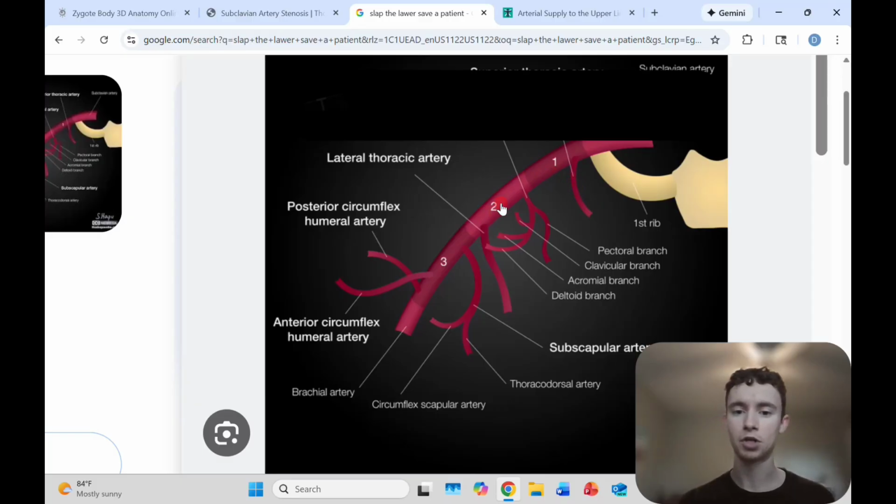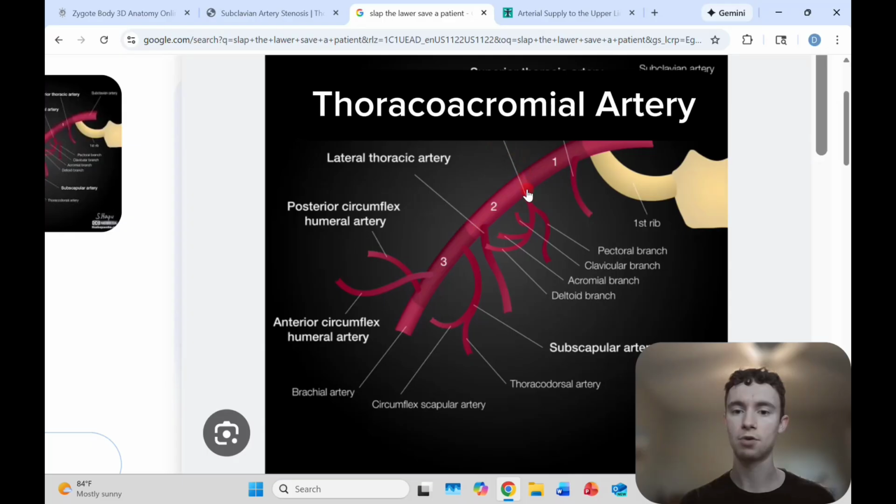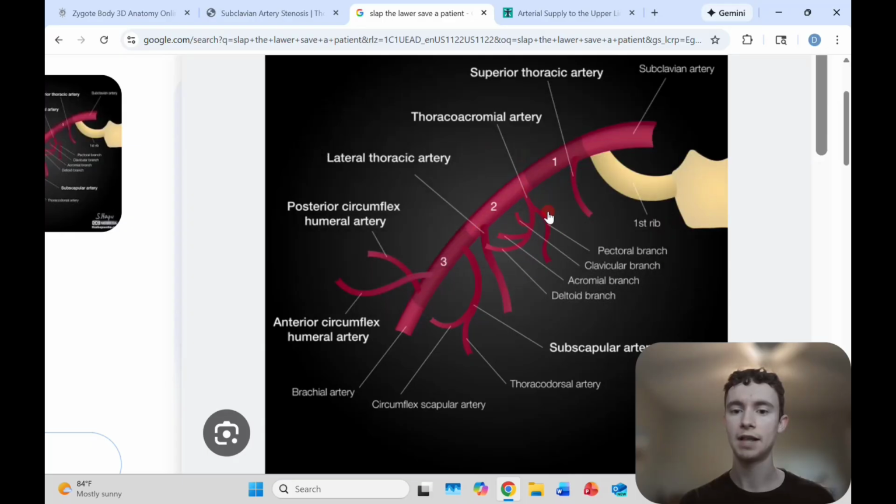Moving on from part 2, we have two big branches, the thoracoacromial artery right here, and this one has a lot of branches. As you can see, it has a pectoral branch, clavicular branch, acromial branch, and deltoid branch.